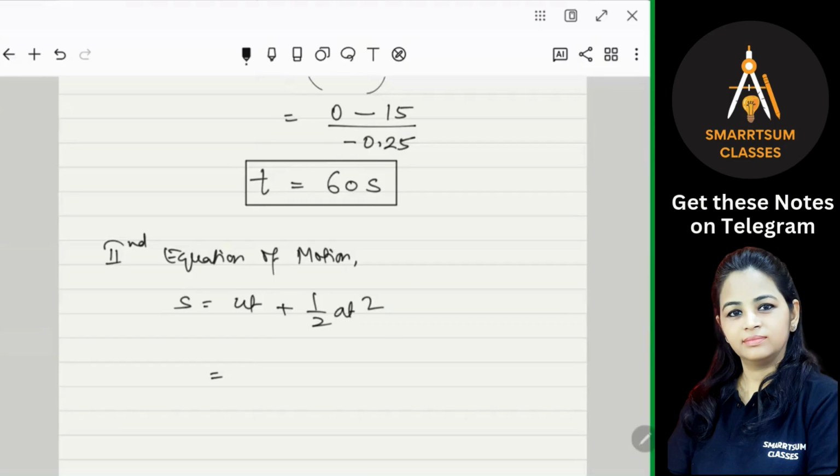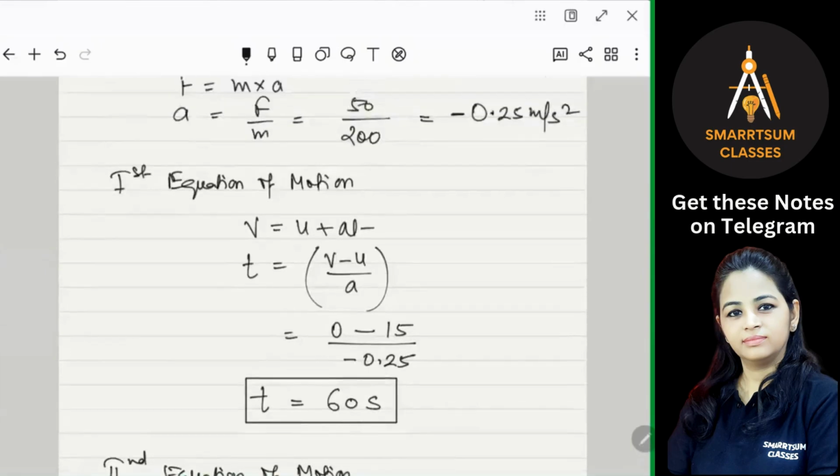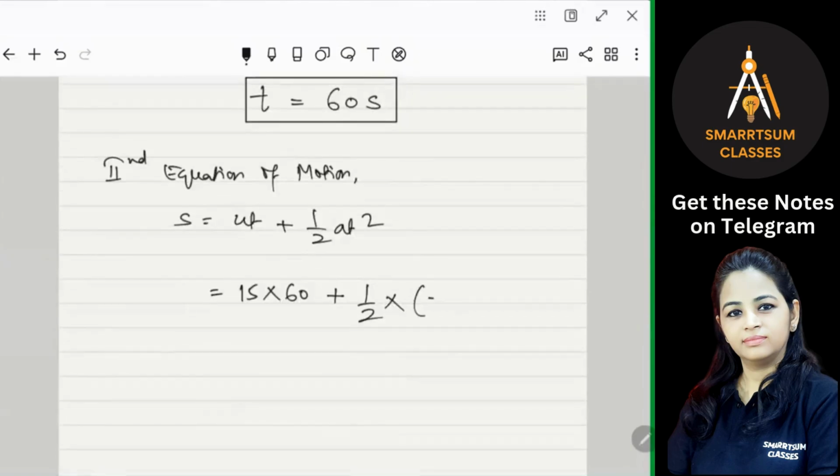What is the initial velocity? As we know, second equation of motion, S is equal to UT plus half AT square, right? Initial velocity is 15 meter per second. Time we have already found in the previous part, 60 seconds, plus 1 by 2 into A. Acceleration is negative, that is minus 0.25 meter per second square into time 60 square, right? Now solve this. So this is 900 and this will become, yes, calculate this.